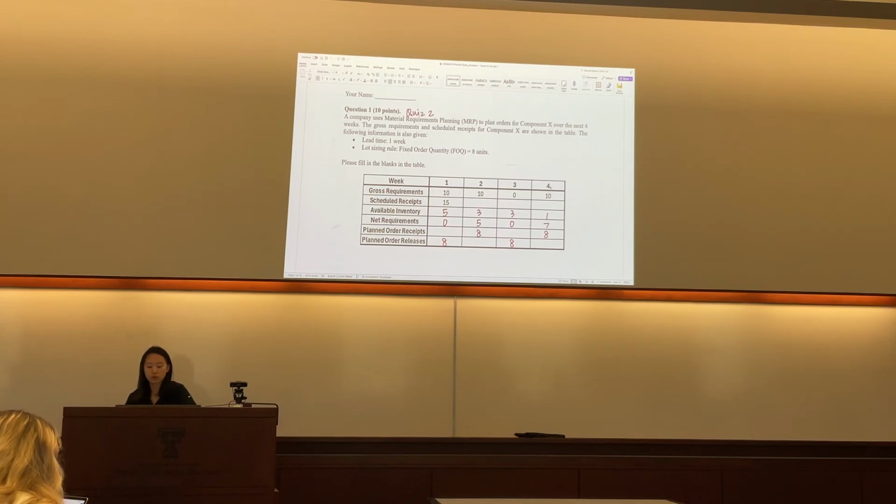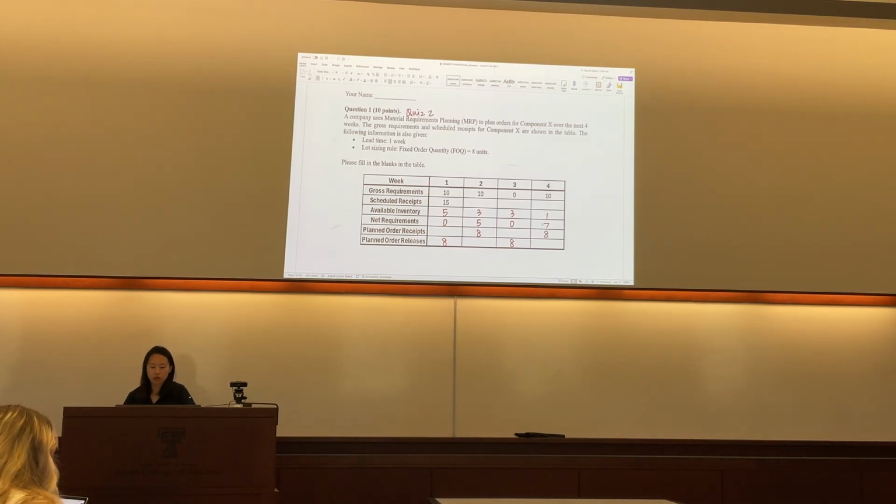And finally, in week 4, we need 10 units, and we can use the 3 units from the end of week 3. That means we need 7 more. So 7 is the net requirement. And then we need to receive the order of 8 in week 4. In order to receive that order, we need to place the order in week 4. And finally, 8 minus 7, we have 1 as the available inventory at the end of week 4.